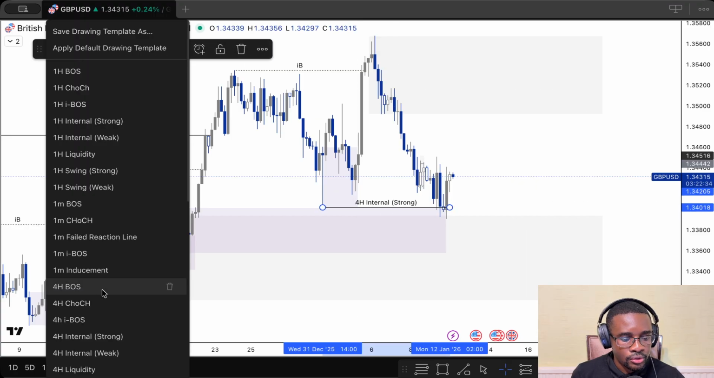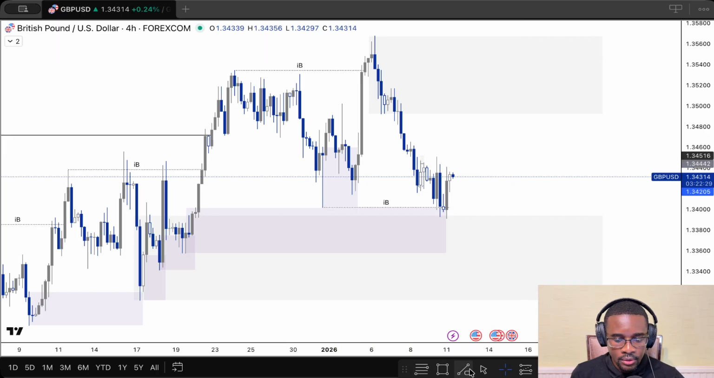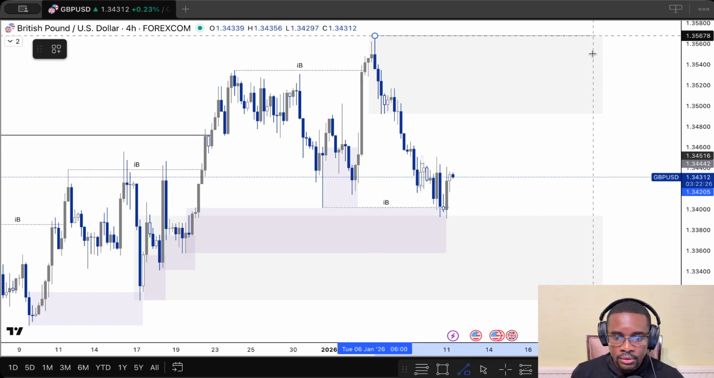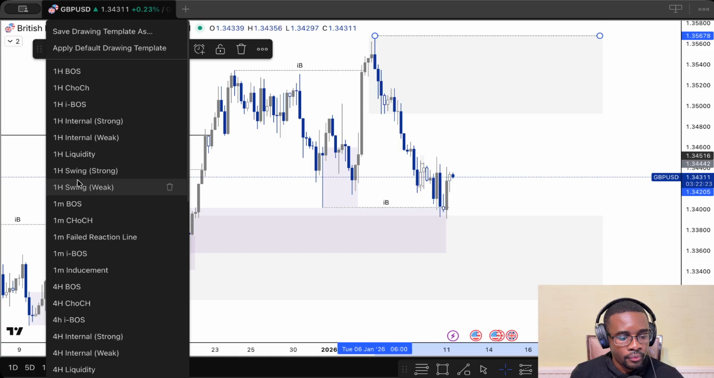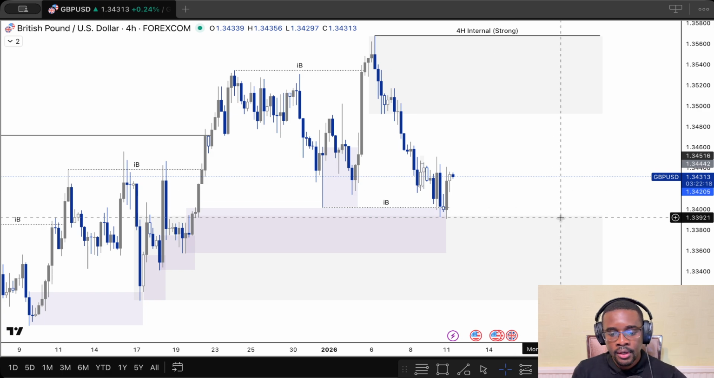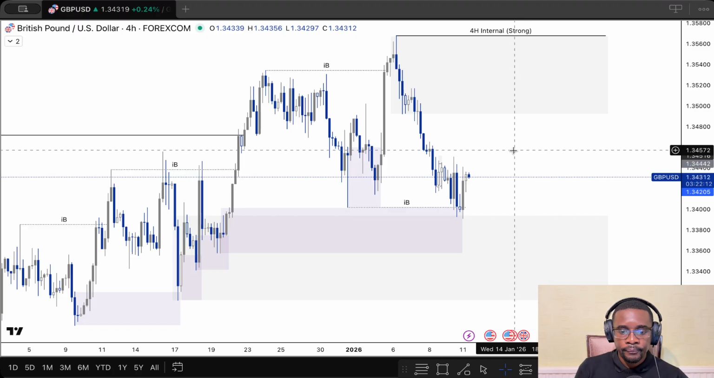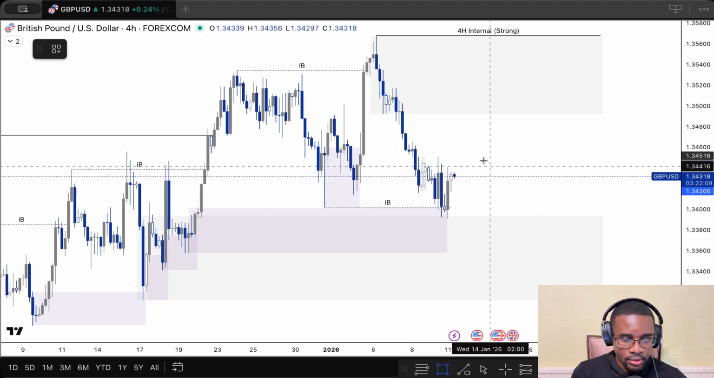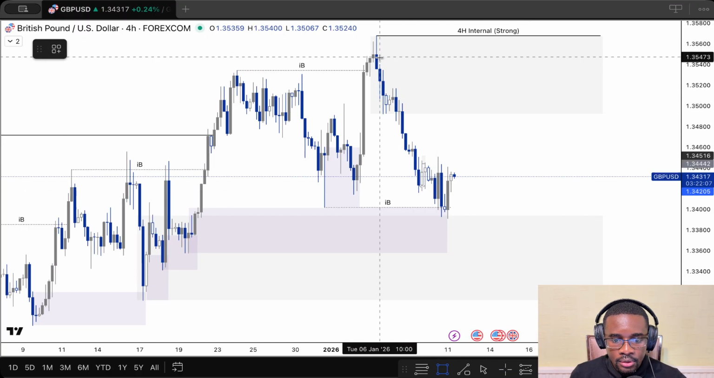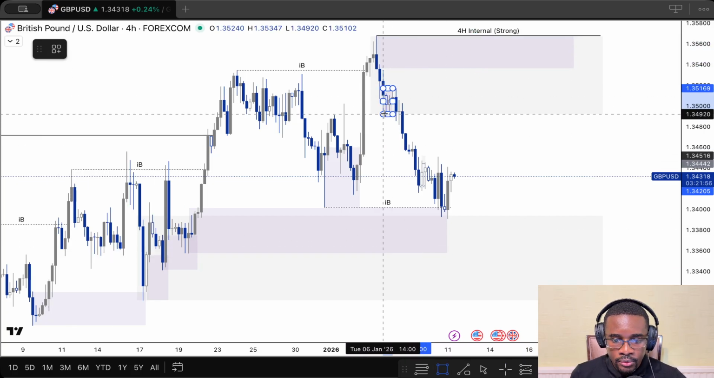So I'm going to switch this to 4 hour. That's 4 hour internal strong. So swing is bullish, internal is bearish. So what we could be looking at is our extreme POIs to look for shorts, and then we do have that.